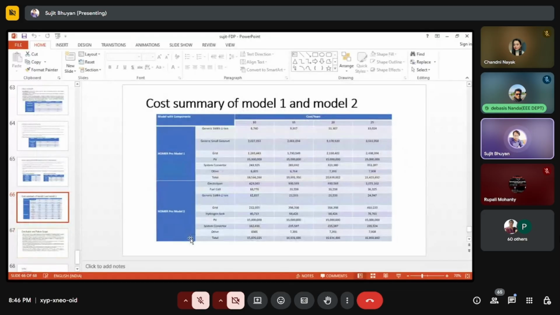This is the overall comparison summary of cost. You can see the cost of model 1 and model 2 for 10 years, 15 years, 20 years and 25 years. How the cost will be there, including maintenance cost, all the cost. Okay. So from these two figures, we can see that model 2 is more efficient, more reliable than the model 1. Okay.